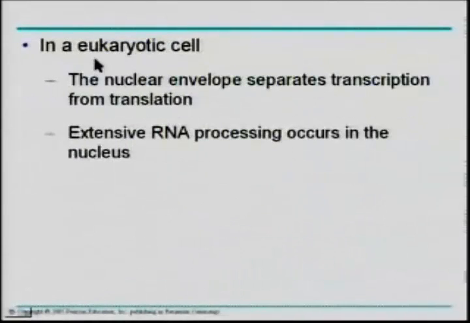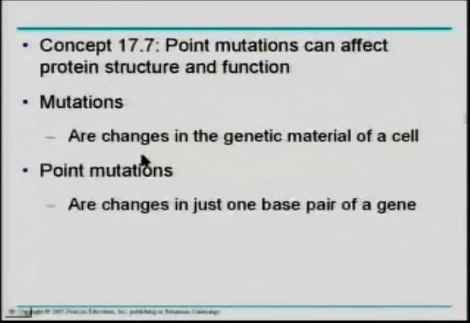prokaryotes. In the eukaryotic cell, the nuclear envelope separates transcription from translation, so functional subcompartmentalization due to membrane-bound organelles. Extensive RNA processing occurs in the nucleus before the ribosomes can have a chance to interact with the mRNA.